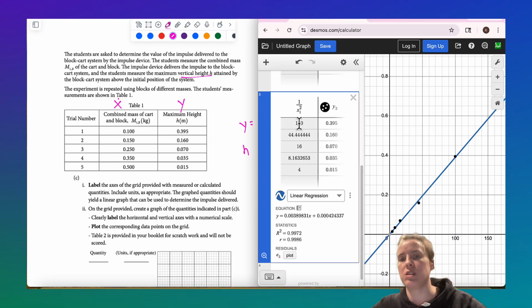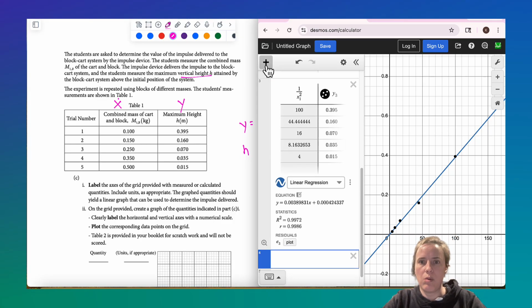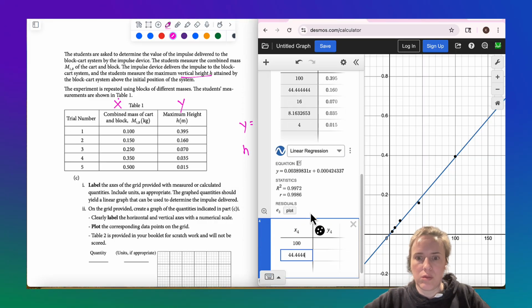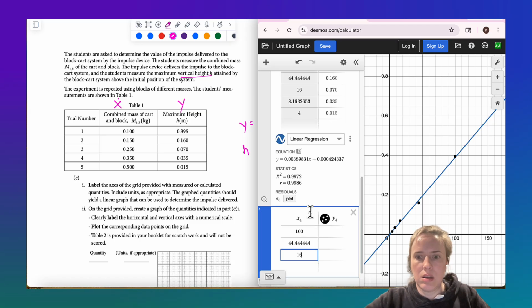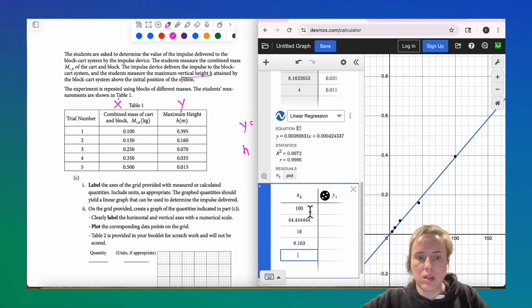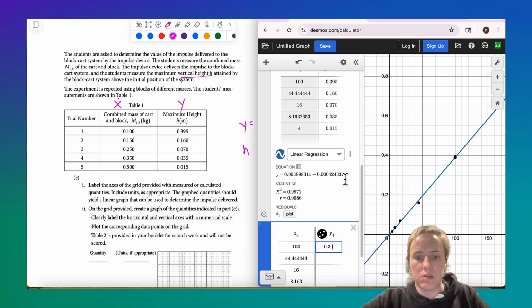Now, if you actually just graphed it by hand, so let's say you actually made the table that had, we'll say, 144.444444, 16, 8.163, whatever, and 4, with all of our y values that we have to copy over one more time.